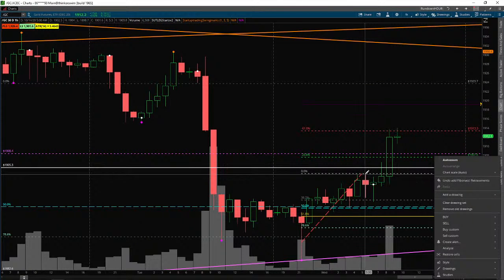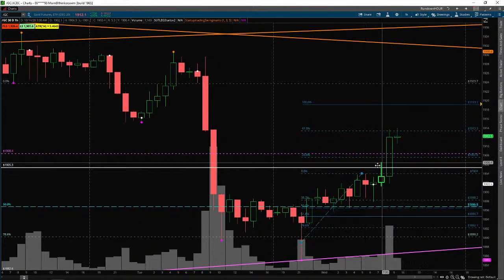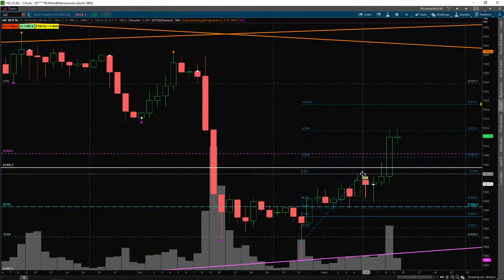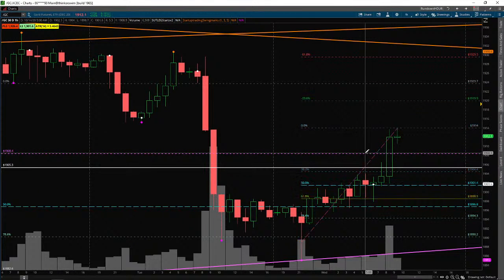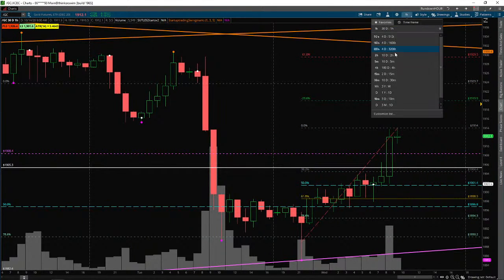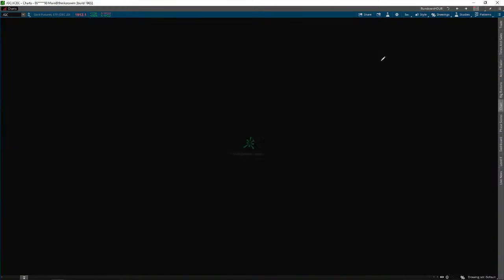But other than that, the only thing I really would pay attention to is the full. There's this strange extension here from a 5-minute candle. So let me actually go to a 5-minute chart. I'll show you guys where this extension is coming from.